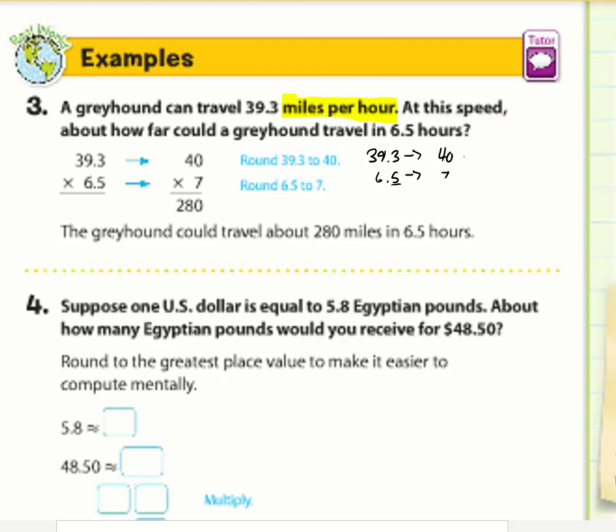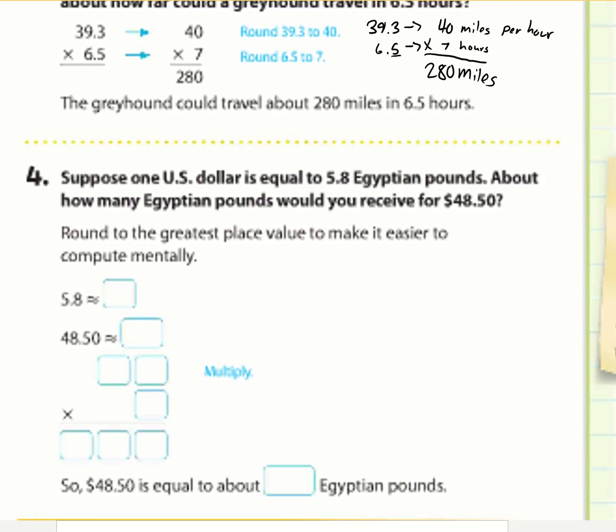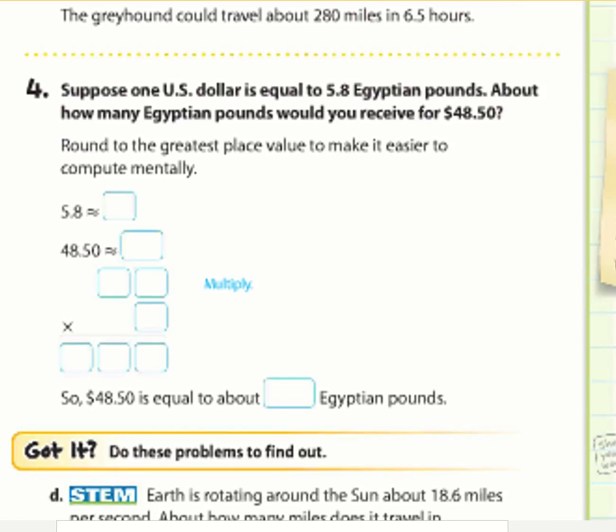So if we have 7 hours and we do 40 miles per hour, we're going to multiply because we need to do this 7 times. So 40 times 7 equals 280 miles. So in about 6.5 hours, we can travel about 280 miles.